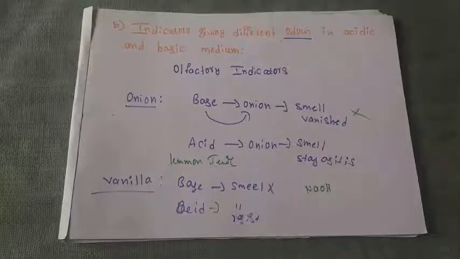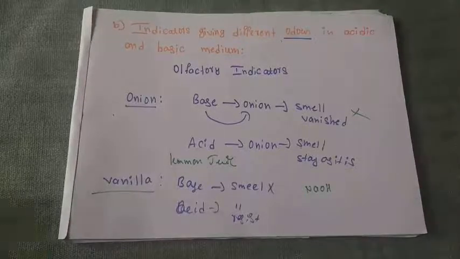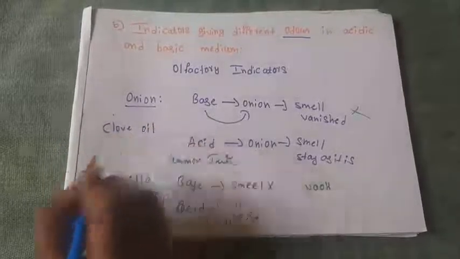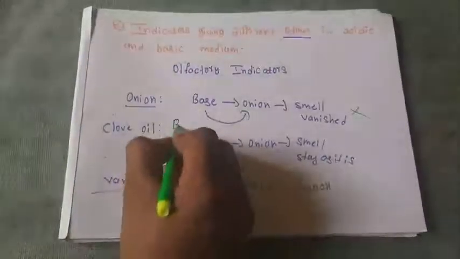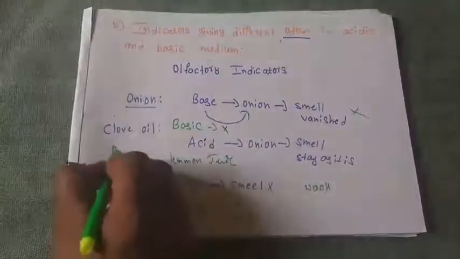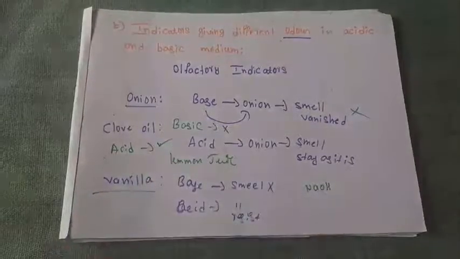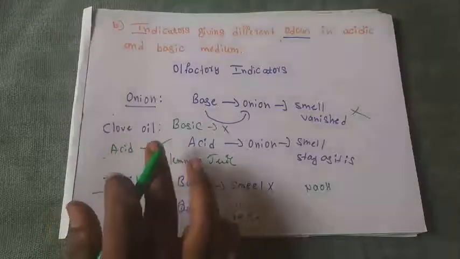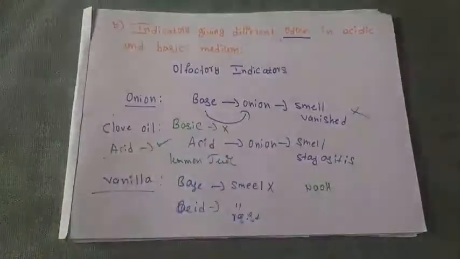One more indicator we can use is clove oil. Clove oil is also an indicator to identify acid and base by using the odor. Same as before, in basic medium the smell vanishes, but in acidic medium the smell persists. If the smell stays as it is after adding clove oil, the given substance is acid. If the smell of clove oil changes or vanishes, then it is a basic medium.